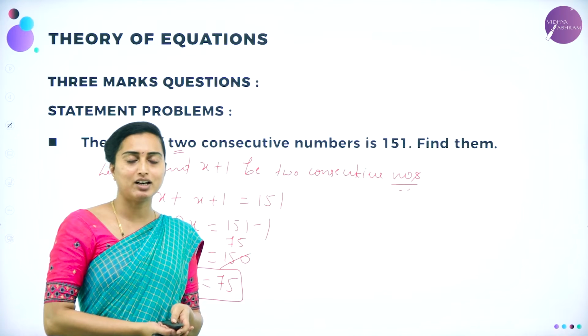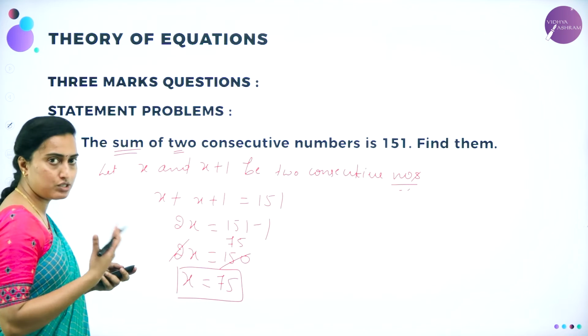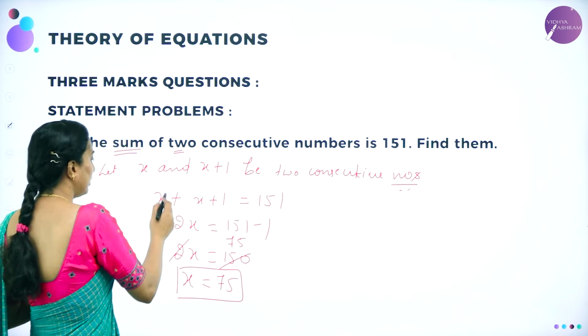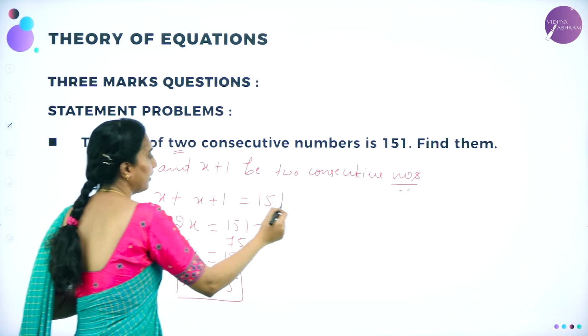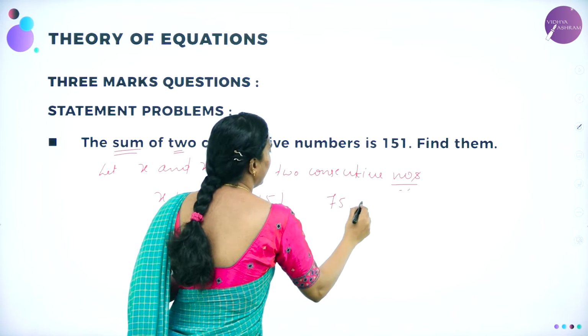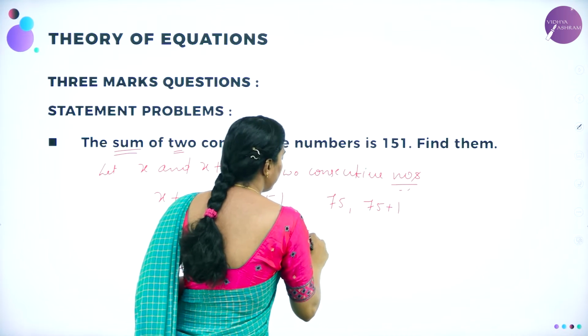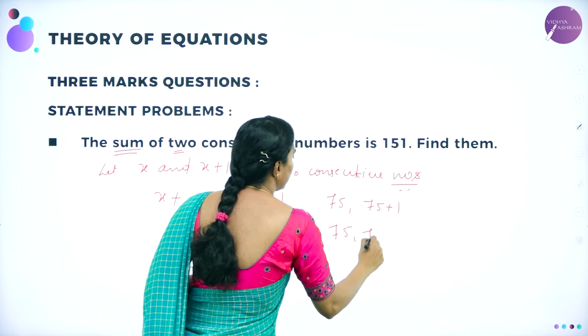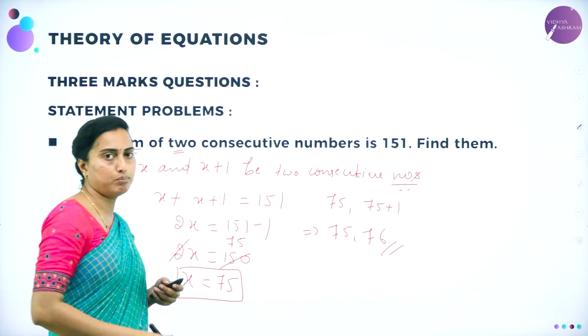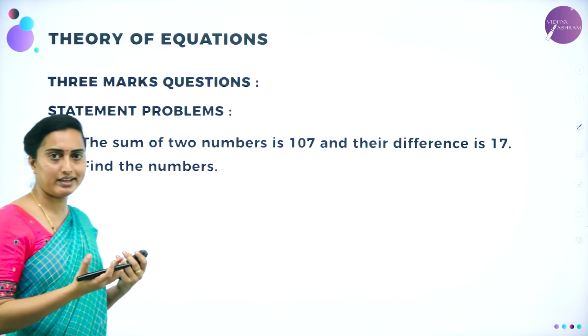Understood? That's how you are going to solve the problem. And they have asked you to find the consecutive numbers. Now 75 is the one number, 75 plus 1. Therefore 75 and 75 plus 1, which implies 75 and 76 are the two consecutive numbers. That's it. We'll move on to the next problem.